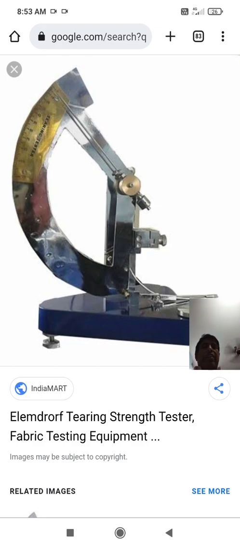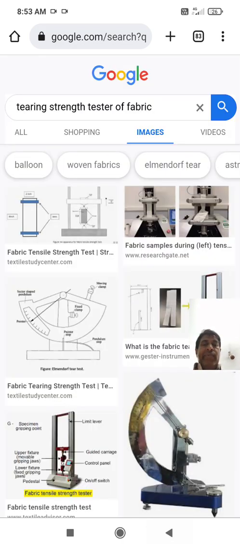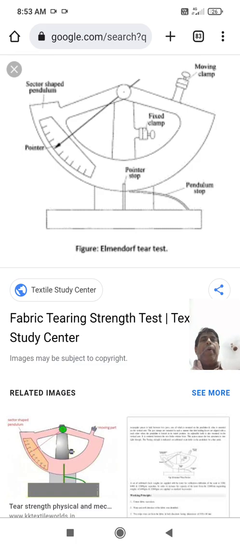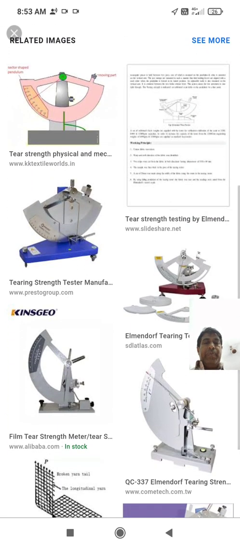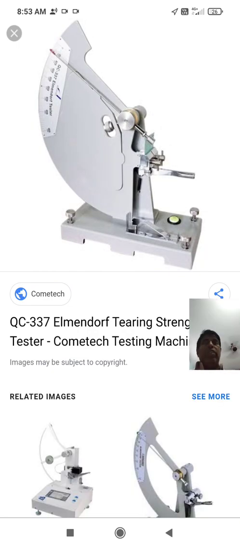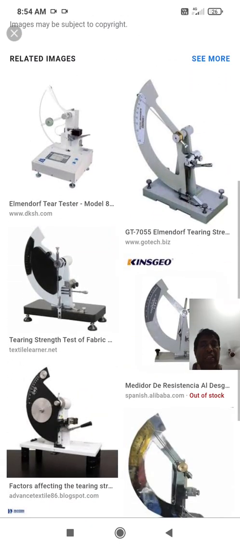So this is the tearing strength tester. Elmendorf, this is the person's name, Elmendorf tearing strength tester. So this is how a tearing strength tester looks like, and these are the parts of the tearing strength tester. You can see the scale there, where the result will be found out, and that is the Elmendorf tearing strength tester.